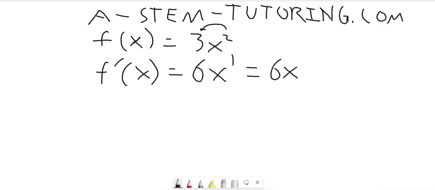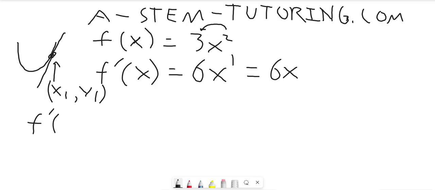The first derivative is, at any given point, the slope of a tangent line at that point on the curve. For example, if you have a simple curve here, we draw a tangent line at this point. If we call this point x1, y1, then f prime of x1 is the slope of that straight line.